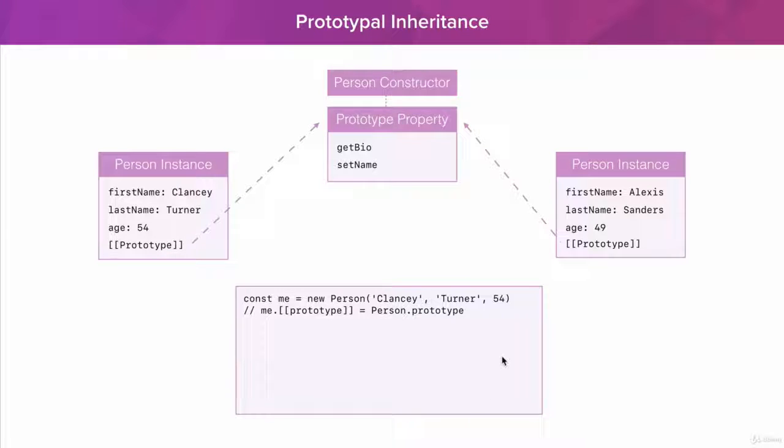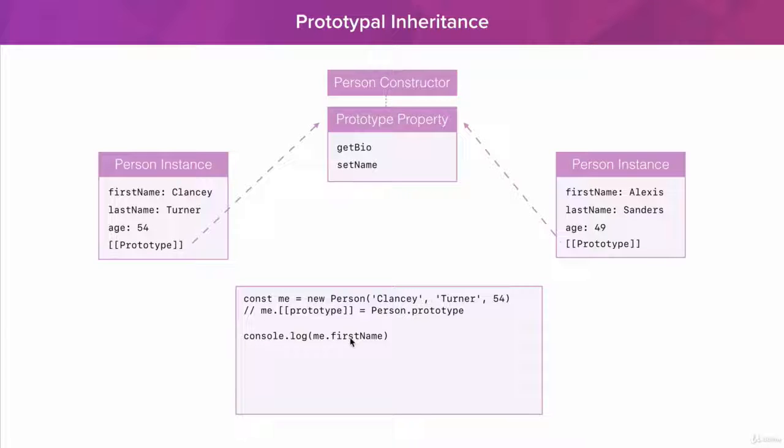Now let's see what happens when we start accessing things off of me. Down below, we're going to access me.firstName. When this code runs, it looks at the person instance. It sees if there is a property that matches up with first name. There is. The string value is Clancy. So the end result of this line would be that Clancy prints.